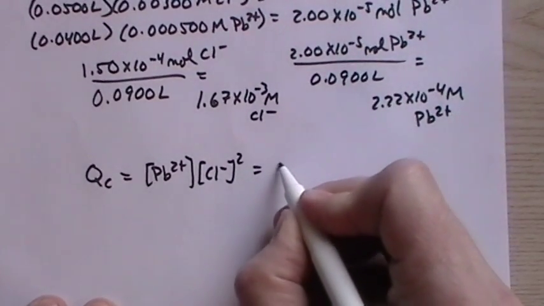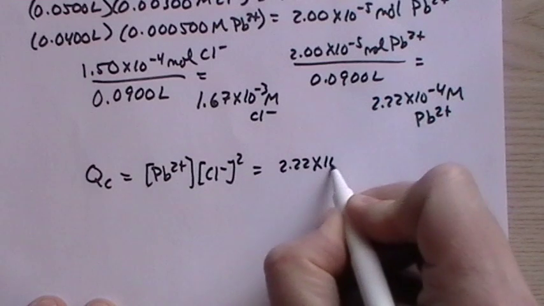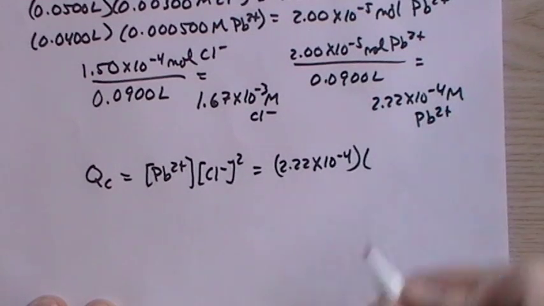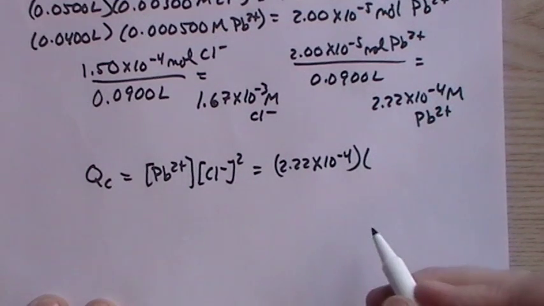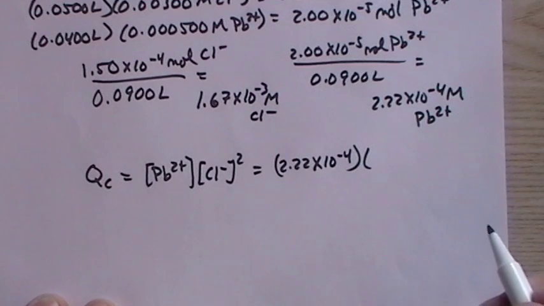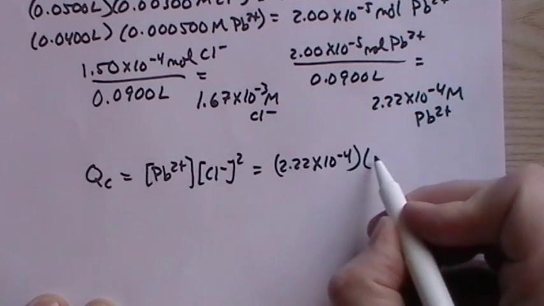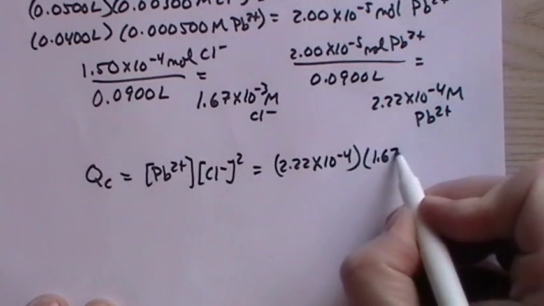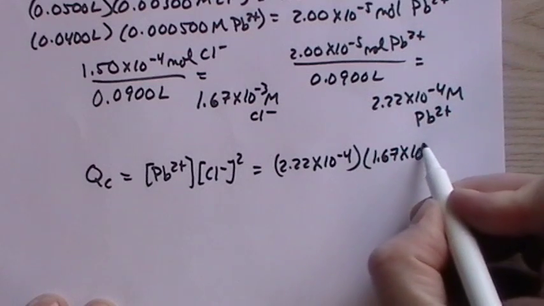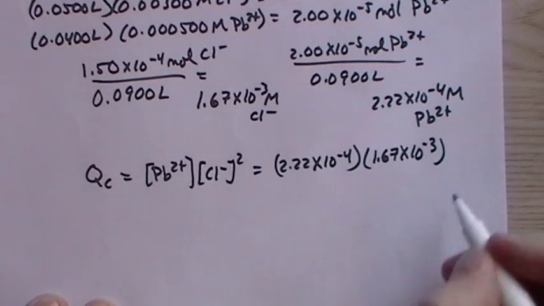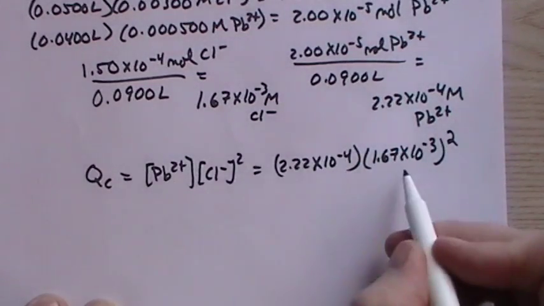So this is the reason why we have a precipitation: the QC is greater than KSP. We shift back, according to Le Chatelier's principle, back to the reactants, and the reactant happens to be a solid, and so we see solid form. Just to make sure I got everything in the right spot.